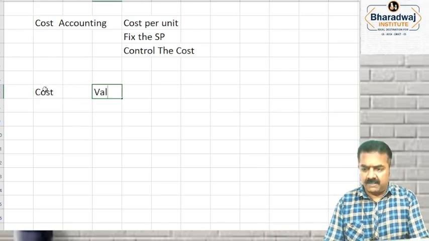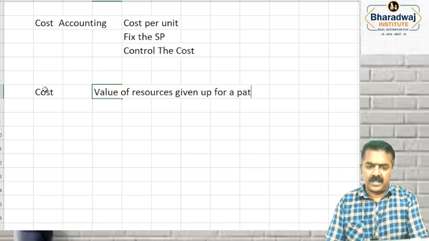What do you mean by cost? Simple. The value of resources given up for a particular objective.